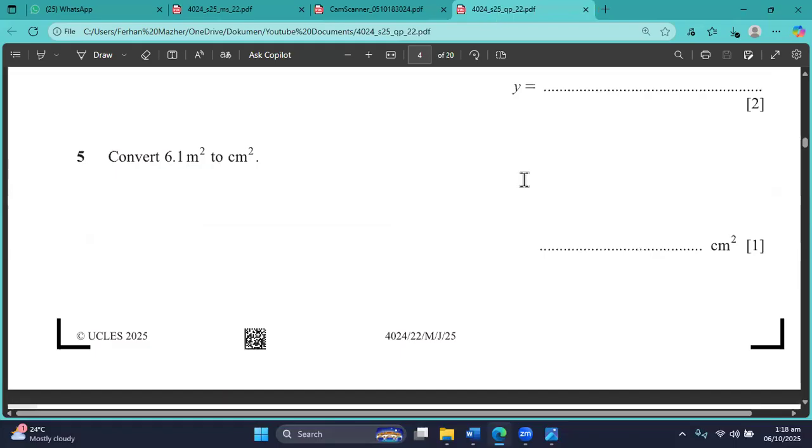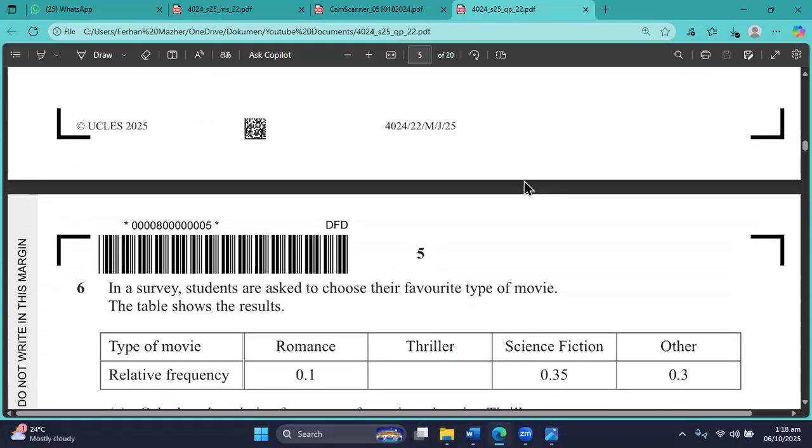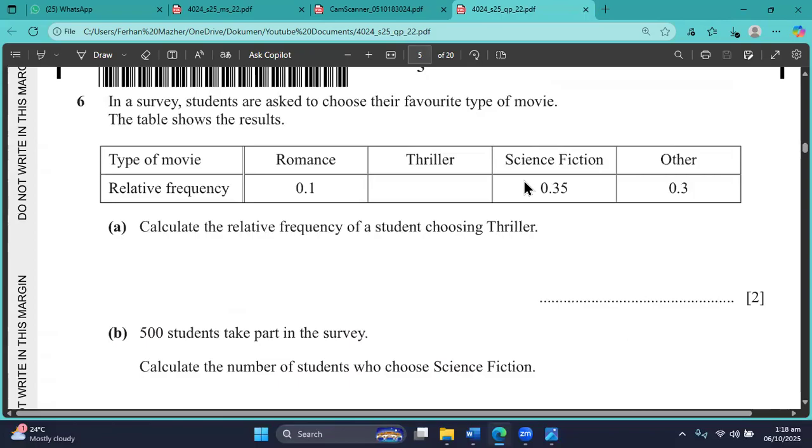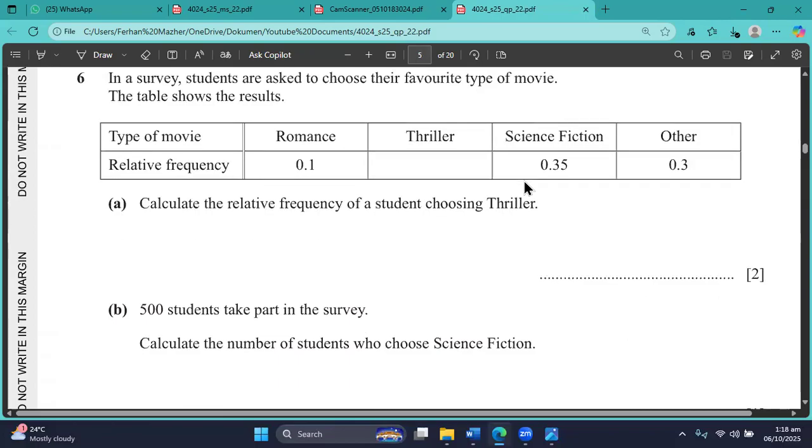Then we have the next question. That is question number 6 coming up on your screen. He says in a survey, students are asked to choose their favorite type of movie. The table shows the results. So type of movies and relative frequency: romance 0.1, thriller, its relative frequency is not given, science fiction 0.35, others 0.3. Calculate the relative frequency of a student choosing thriller.